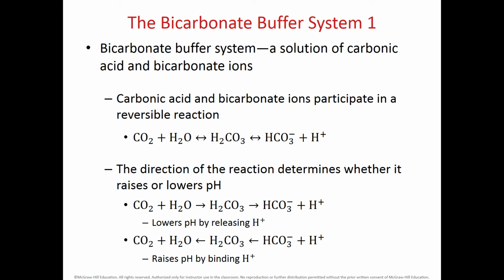And it's a reversible reaction. It can go in both directions. So you can lower your pH, as you can see here, by combining CO2 and water, forming carbonic acid, and then forming bicarbonate ions and hydrogen ions. Or you can increase your pH by combining hydrogen ions with bicarbonate ions, making carbonic acid, and then breaking down this carbonic acid into water and CO2.